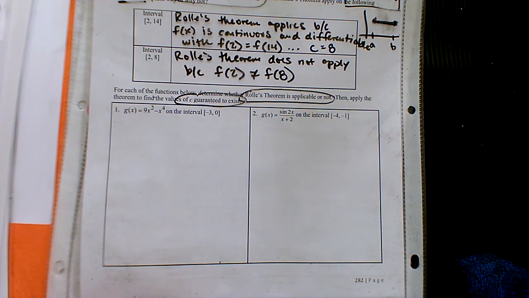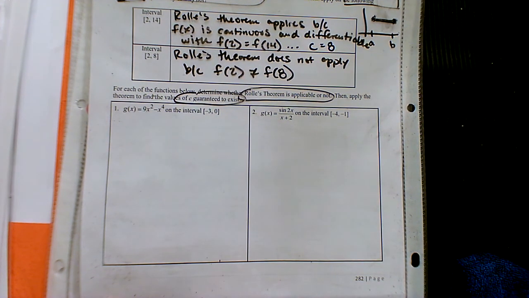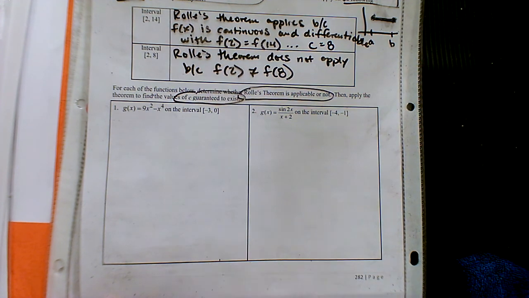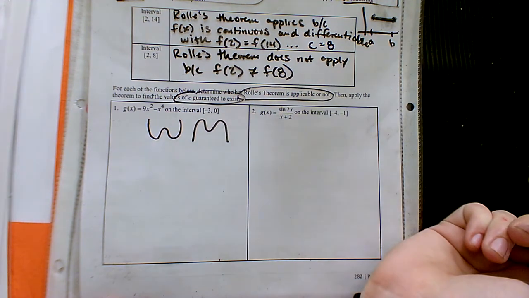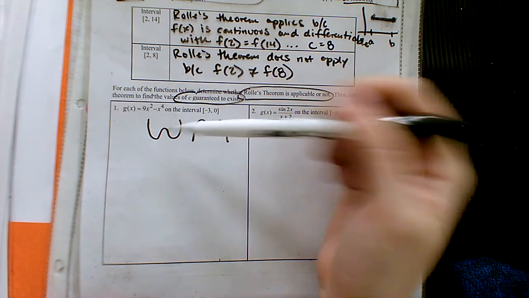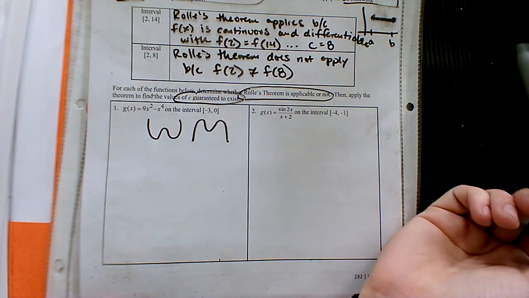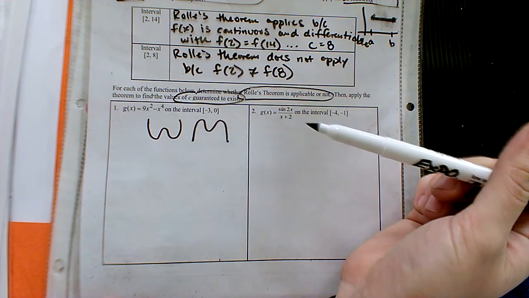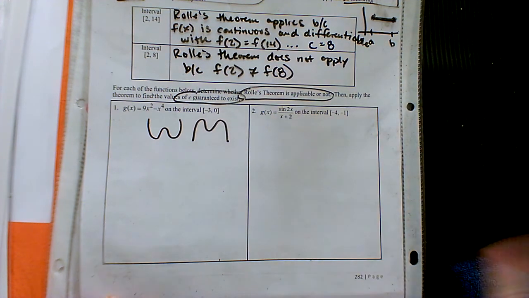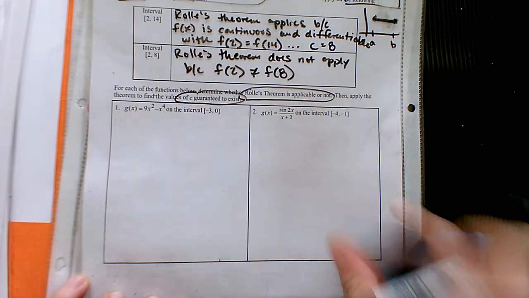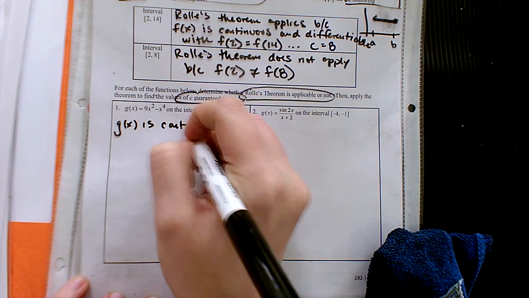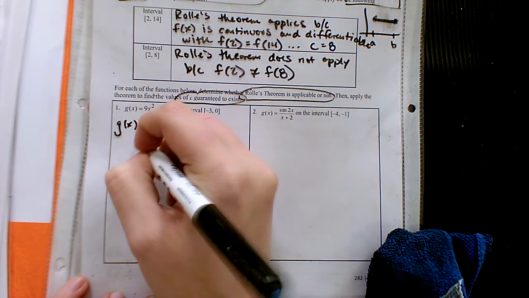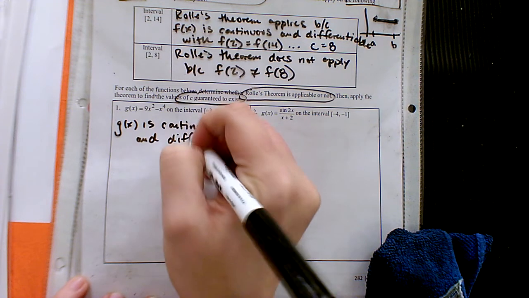calculator. Is a quartic graph continuous and differentiable? Quartic normally looks like a W or an M, depending if it's going up or down. So there's definitely no holes, no jumps, no asymptotes, no sharp points, no vertical slopes, right? So I'd say we're continuous and differentiable. G of x is continuous and differentiable.